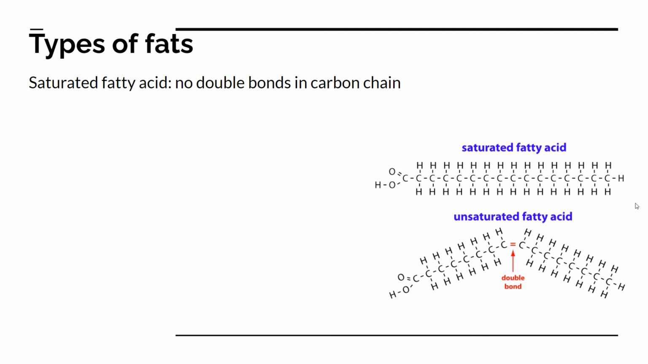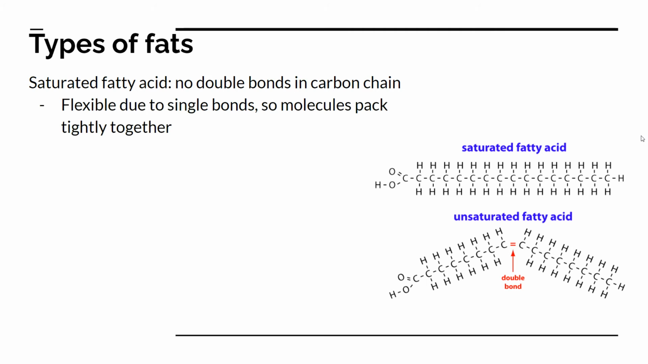A saturated fatty acid has as many hydrogens attached to that carbon chain as it can possibly take. Because this entire fatty acid tail is comprised of single bonds all the way down, it's very flexible, and these molecules can pack really, really closely together. They can just line right up. And because of that, because those molecules pack closely together, saturated fats tend to be solid at room temperature.